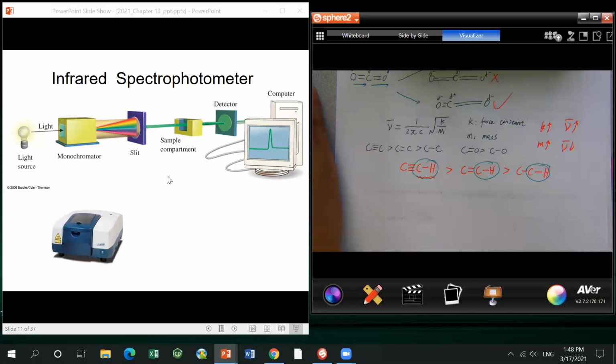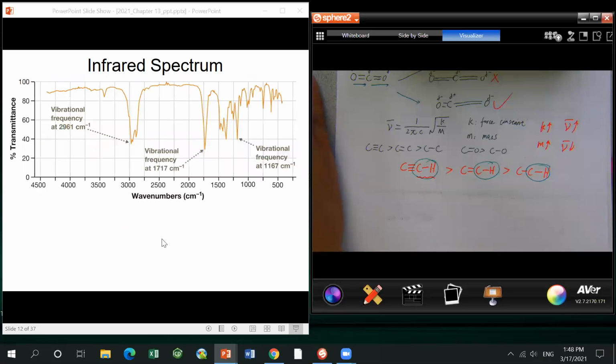Nowadays the IR instrument is pretty cheap and also pretty modern. In probably lab 6, we will learn how to record IR. And IR instruments can also be made pretty small, like this handheld IR instrument. Pretty cool.